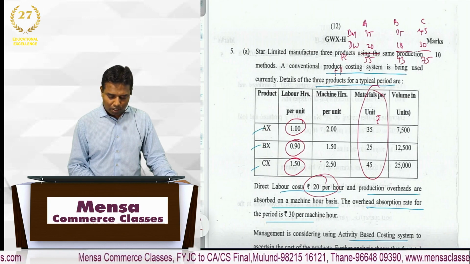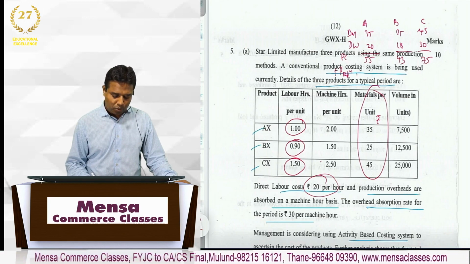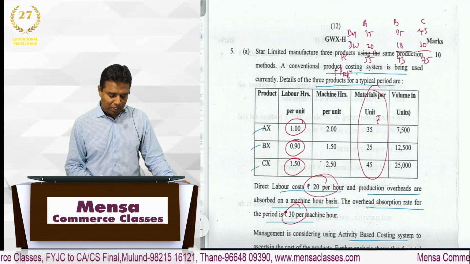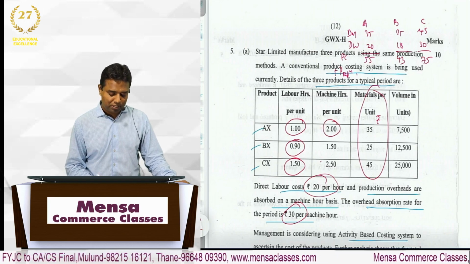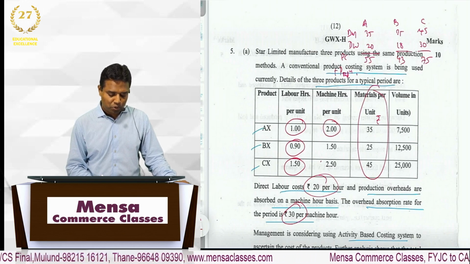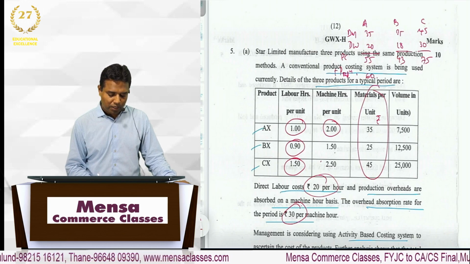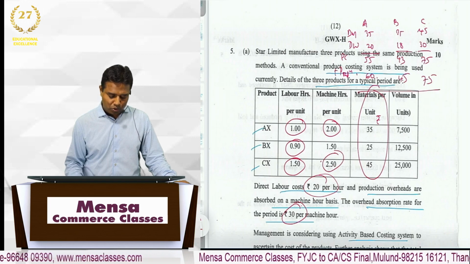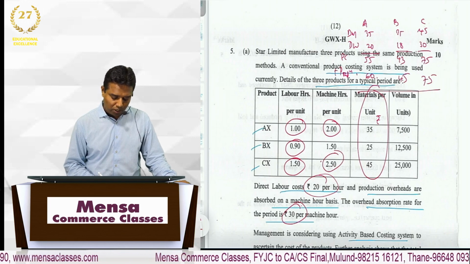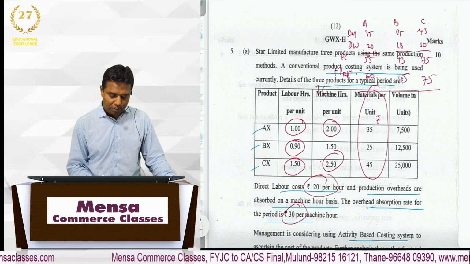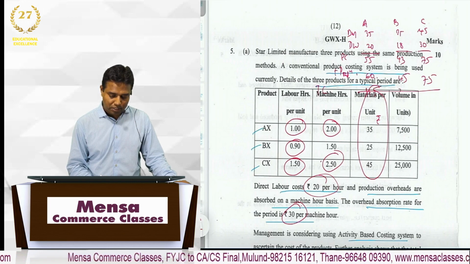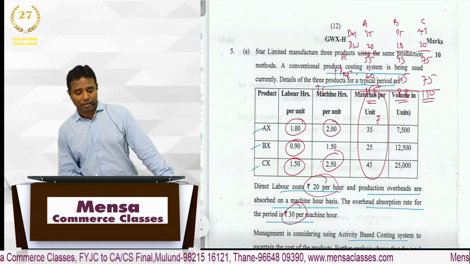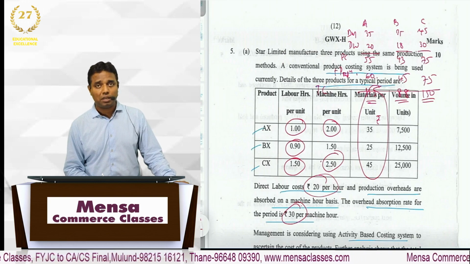Then you add your production overheads. What is the rate? The rate is 30 rupees per machine hour. So 2 hours into 30, 2 into 30 is 60. 30 into 1.5 is 45. 30 into 2.5 is 75. So you will get the total cost per unit. That will be 115, 88 and 150. So that finishes your sub question number 1, which is the conventional method.